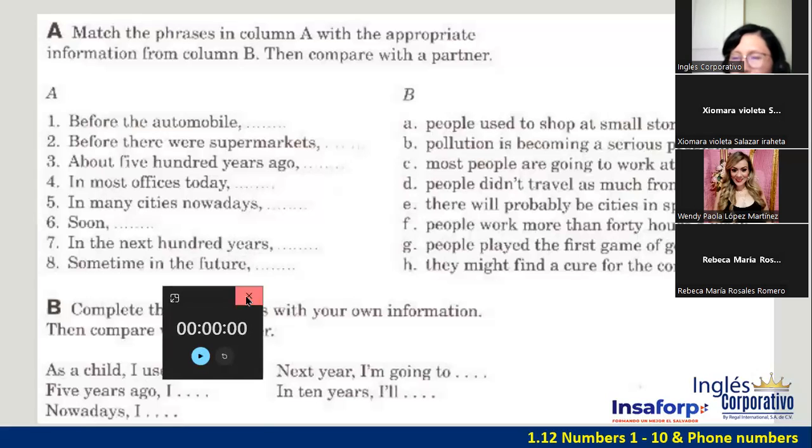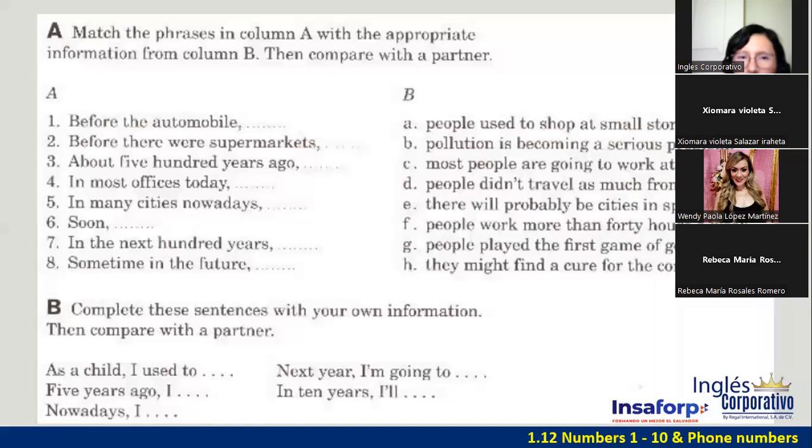Ok, so time's up. Se nos fue el tiempo. Vamos ahora a revisar las respuestas, ok? Let's go ahead and check. I'm going to use these arrows. Vamos a usar esta de acá.